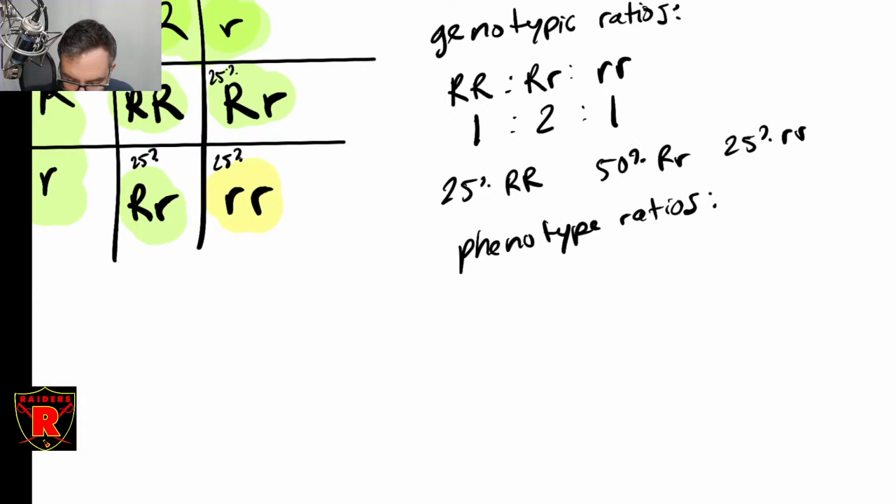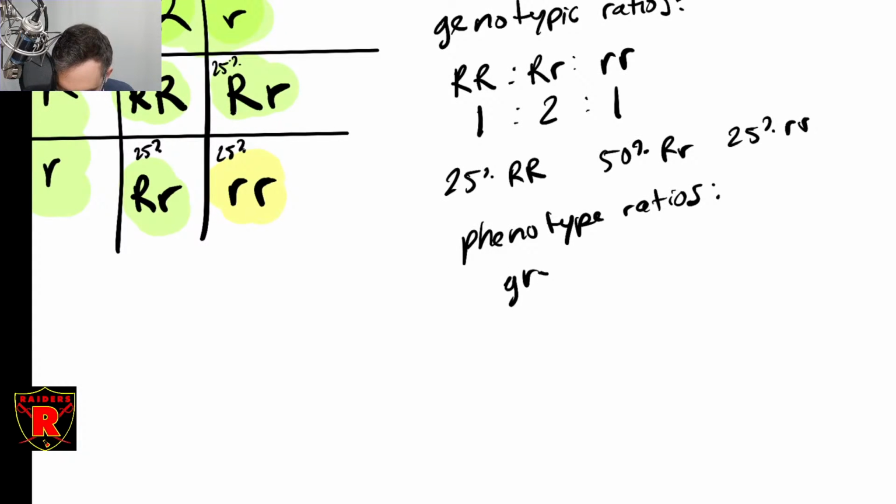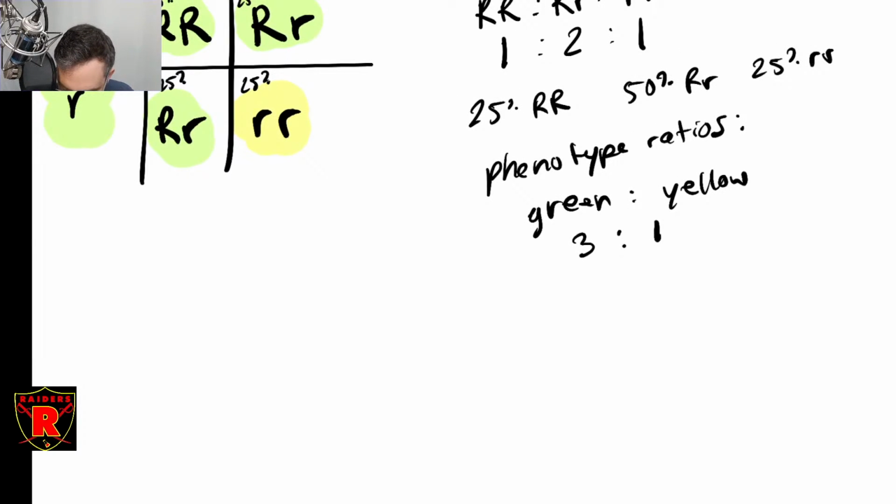So the phenotypic ratios here are, so it's either green or yellow. And the ratio here is 3 green to 1 yellow. And another way to write that is 75% green, 3 out of 4, and 25% yellow.